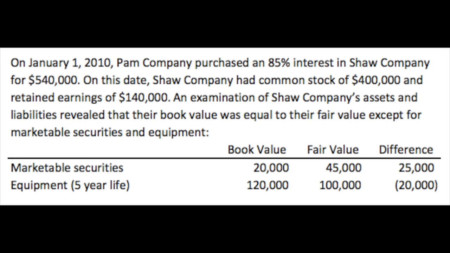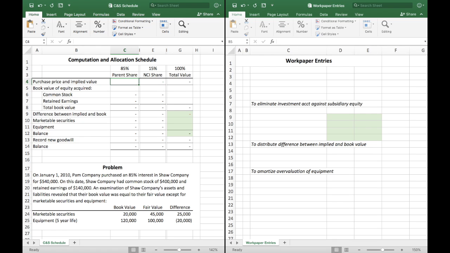The problem then says that only the marketable securities and equipment had book values not equal to their fair value, and we can see that marketable securities were undervalued by $25,000 and equipment was overvalued by $20,000. We'll be able to use these numbers to determine goodwill. To solve this problem, we'll first look at a computation and allocation schedule.